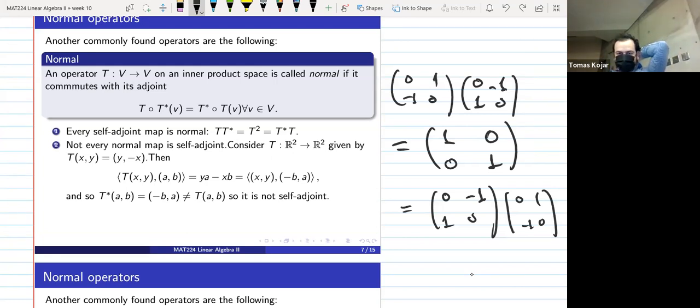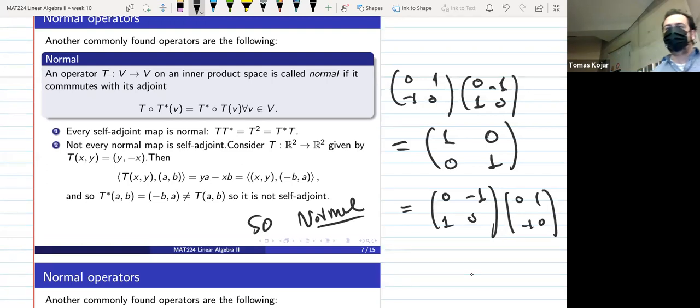All right. So you're normal. So if the rotation matrix, which is the simplest one in R2, is normal but not self-adjoint, you can imagine there's a whole family of them.